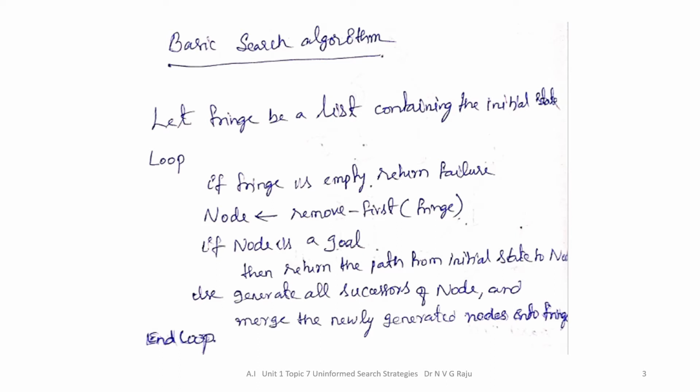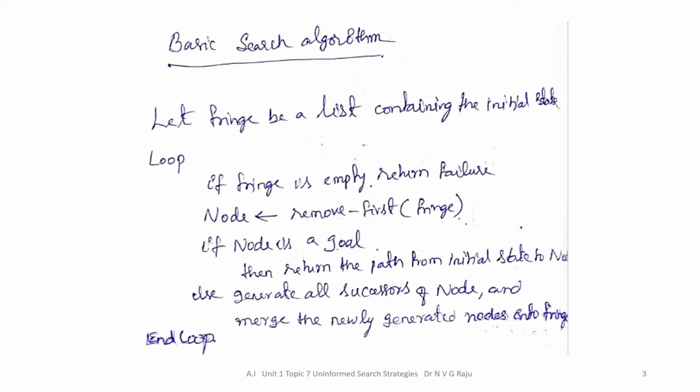If the fringe is empty, that means we have not found the goal state, which returns failure. If not, remove the first element from the fringe. That means remove the first node using the FIFO operation. If that node is a goal state, then return the path from the initial state to the current node.